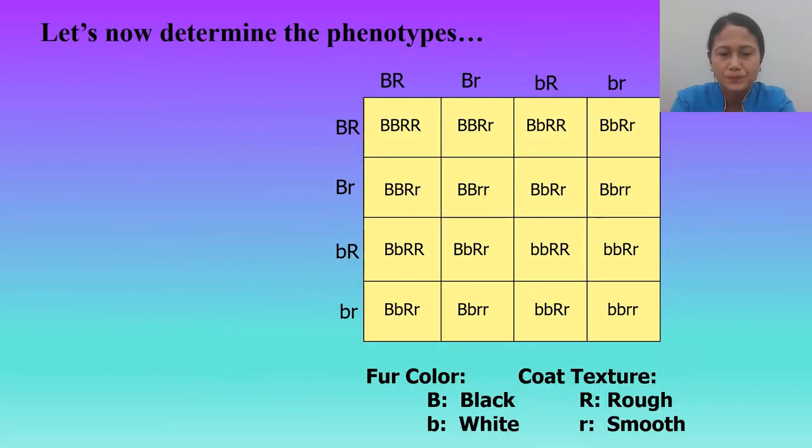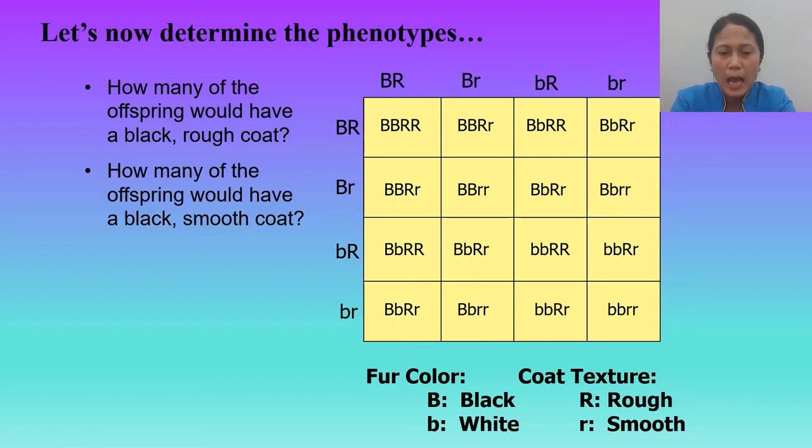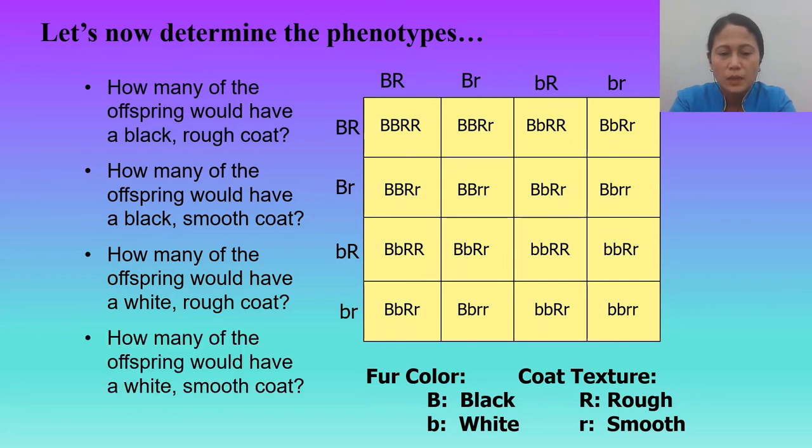Next step. We have to determine now the phenotypes by answering these questions. How many of the offspring would have a black rough coat? How many of the offspring would have a black smooth coat? And how many of the offspring would have a white rough coat? How many of the offspring would have a white smooth coat?